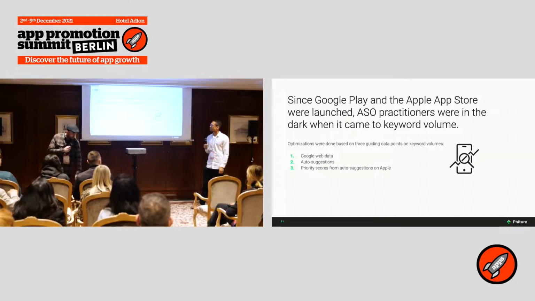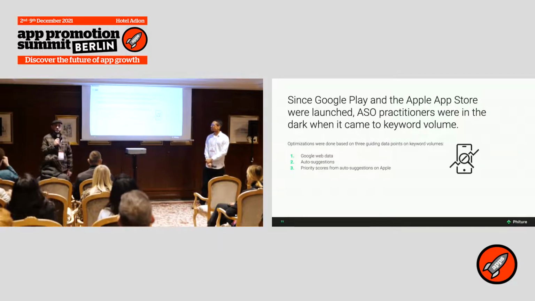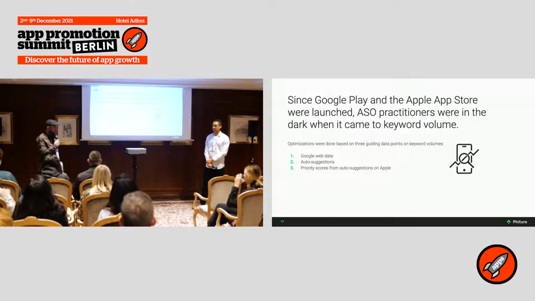Yeah, so why it matters for App Store optimization. Basically, since the Google Play Store and the Apple App Store launched in 2010, App Store optimization and keyword optimization specialists were really a little bit in the dark when it came to that volume. Gabe already alluded to it.